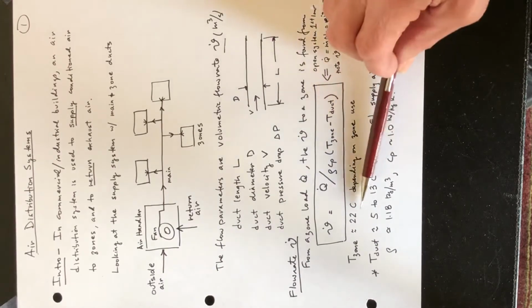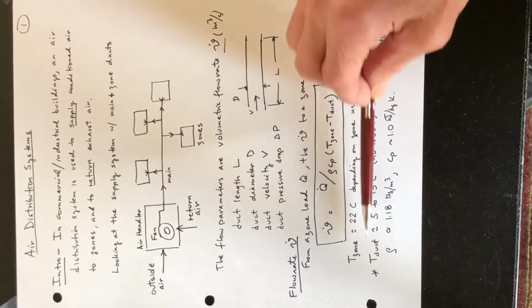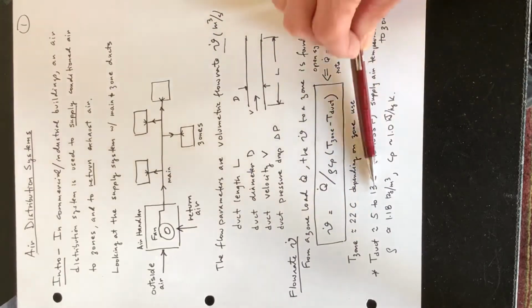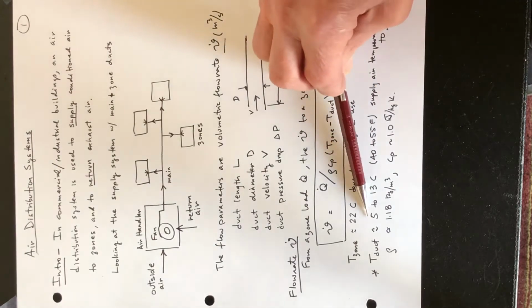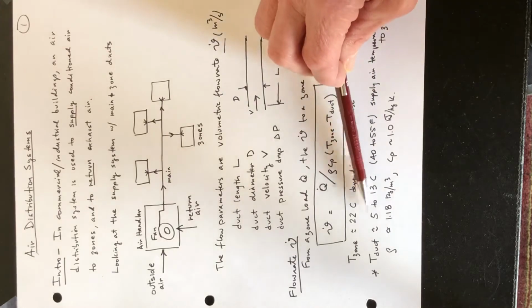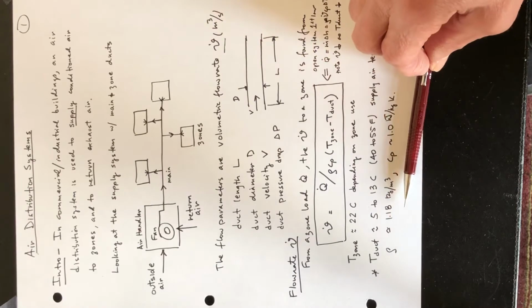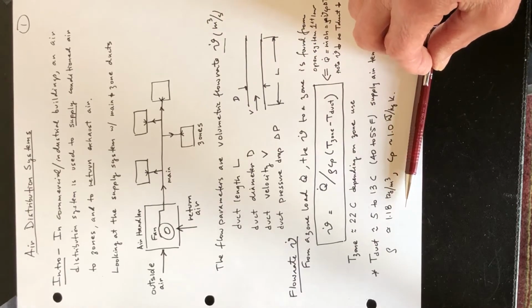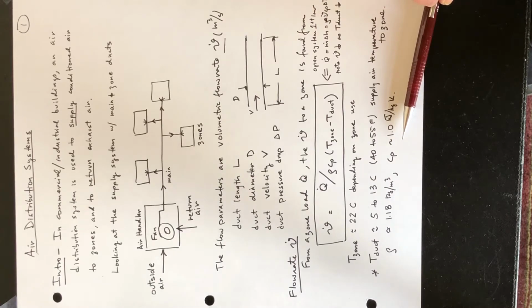And the zone temperature will depend on the use. Typically I use 22 degrees C. And the duct temperature is something that you can vary. I've done research where I keep it nice and cold, 5 degrees C. Typically it's about 13 degrees C, but the lower you make this, the smaller you make the ducts. And again, air density at 1.18 and C sub P at 1.0.